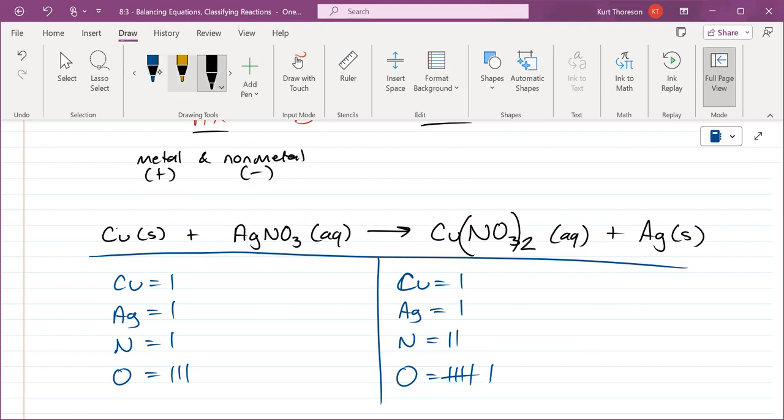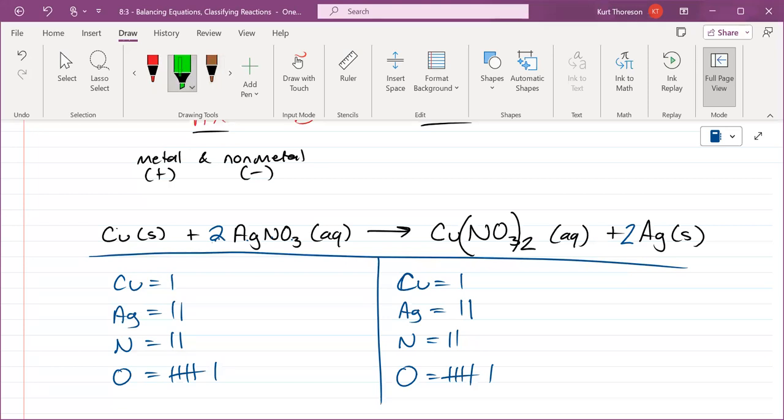So I'm thinking if we put a 2 right here, 2 times 1 silver is going to be 2 silvers. 2 times 1 nitrogen is going to be 2 nitrogens. And 2 times 3 oxygens is going to be 6 oxygens. And then we need to put a 2 right here in front of that silver. It balances it out.